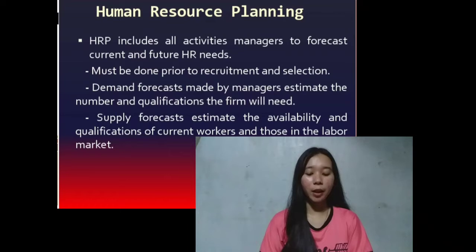Demand forecasts made by managers estimate the number and qualifications the firm will need, and supply forecasts estimate the availability and qualifications of current workers and those in the labor market.